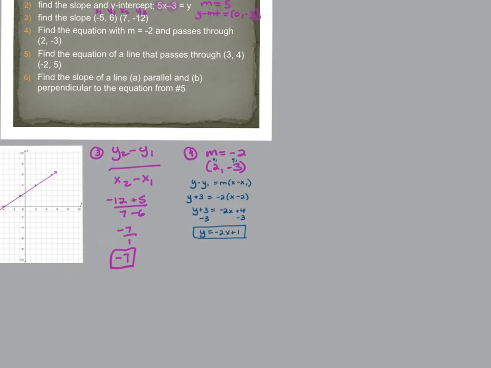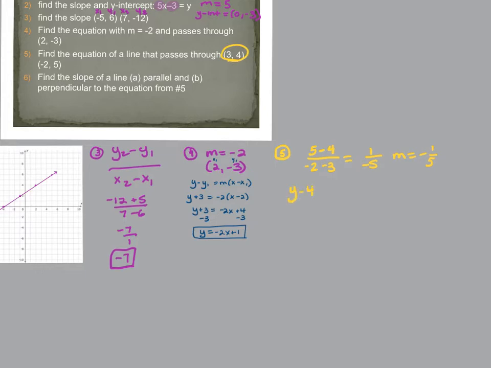Number 5 says find the equation of a line that passes through (0, 4) and (-2, 5). So this one's a little bit different because it didn't give me the slope at the beginning, but I'm going to find it first. So y2, which is 5, minus y1, which is 4, over -2, which is my x2, minus 3, and I get 1 over -5. So my slope is -1/5. Then I can pick either of those points, so I'm just going to pick the first one, and I'm going to plug it into point slope.